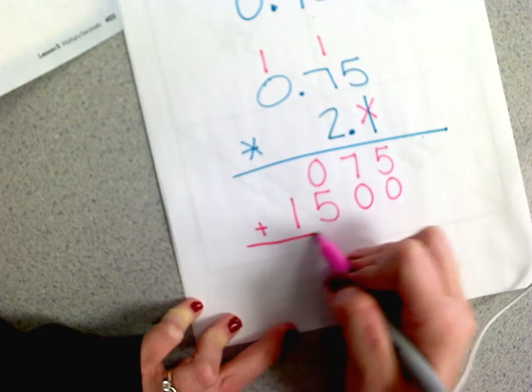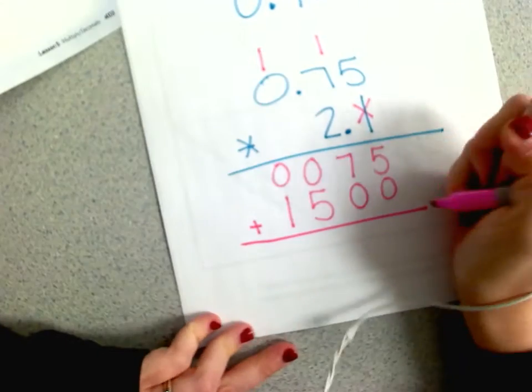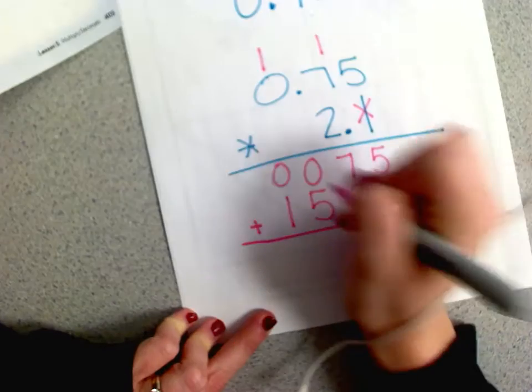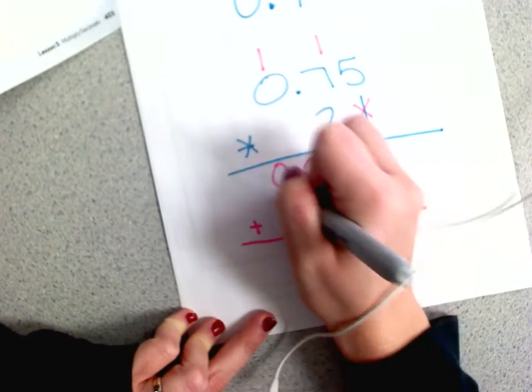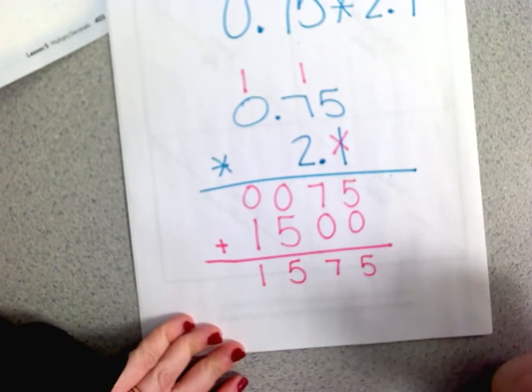Then we add these lines together. Put a placeholder there if you want to. 5 plus 0 is 5. 7 plus 0 is 7. 0 plus 5 is 5. 1 plus 0 is 1. Okay, not too bad with that adding.